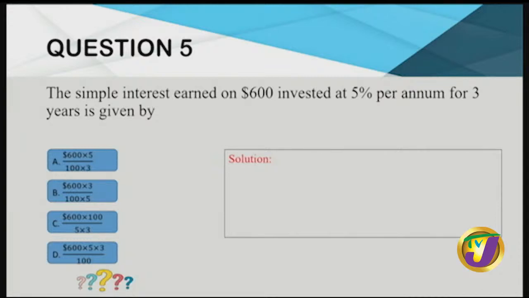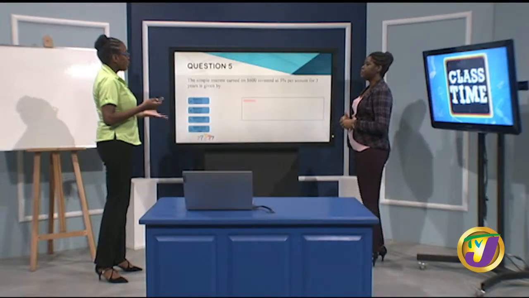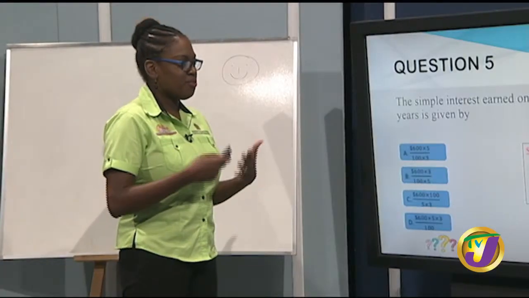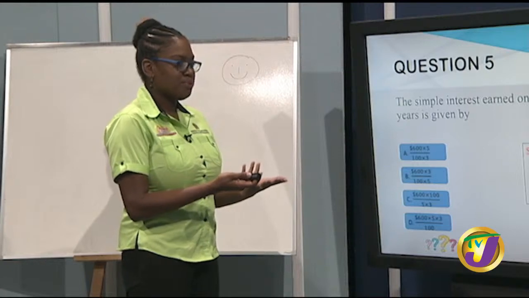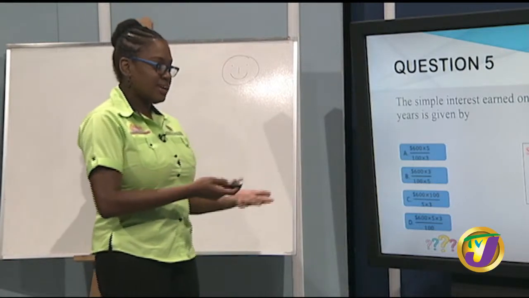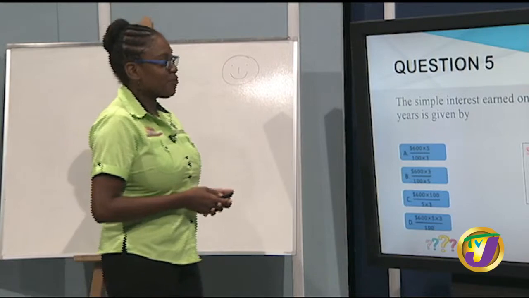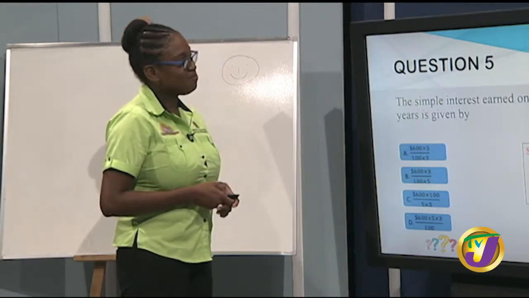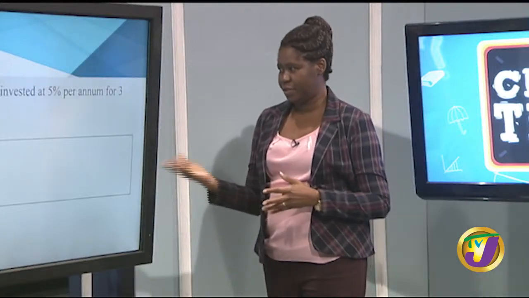All right, so normally when we're working simple interest, there's this formula that people normally use. They're multiplying the principal times the time times the rate. And the rate is given in percentage, so it's out of 100. All right.